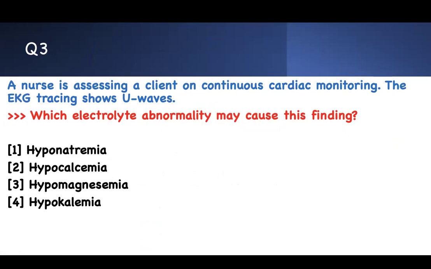Electrolyte and EKG changes, you have to master them. Then it's assessing the client on continuous cardiac monitoring. The EKG trace shows what? U wave. You have to know what electrolyte will cause U wave. It's a concept you have to know. This is a straightforward question.